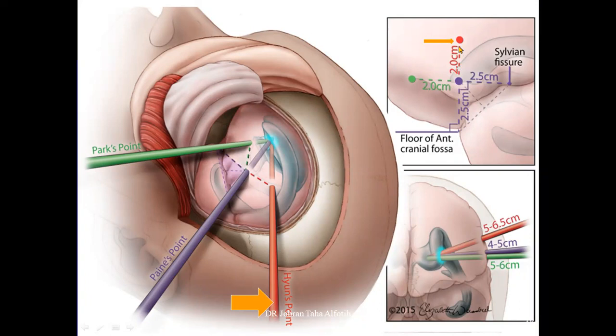Here is the Hayun's point in the red color, extending the anterior limb of the Payne's point, 2 centimeter above the anterior limb, and this is the entry point. The entry point will be 5 to 6.5 centimeter to the frontal horn.